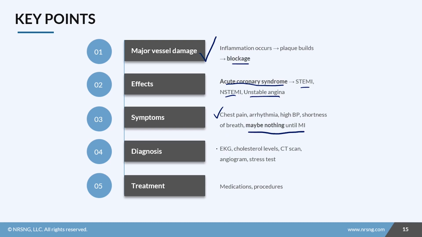To diagnose, the doctor might order an EKG, cholesterol level, CT scan, an angiogram, or stress test. Different treatments include medications such as statins or vasodilators, or different procedures such as an angioplasty or coronary artery bypass surgery.